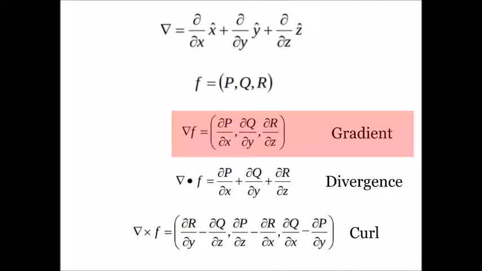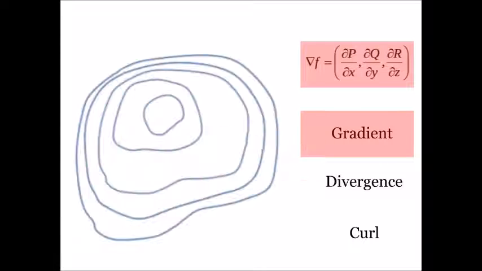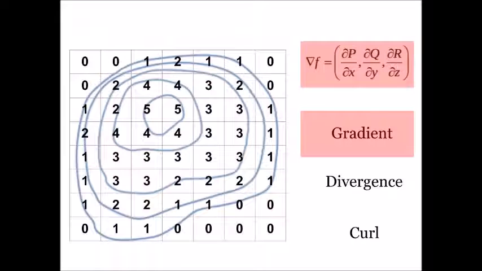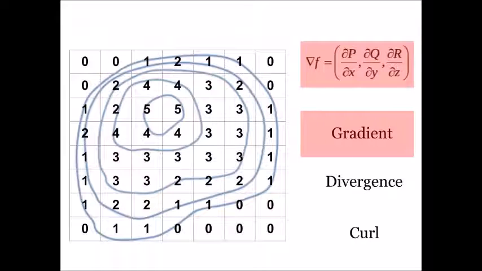Let's take a look at the gradient first on a very boring field. A topological map, contour lines. What we have is altitude information for all these different points. Again, this is very boring. Instead of a 3-dimensional vector field, here we have just a 2-dimensional scalar field. 2 dimensions, latitude and longitude, and a scalar field. I have an altitude value for any location on the map.